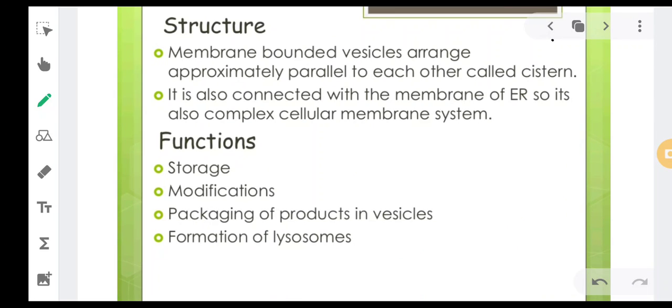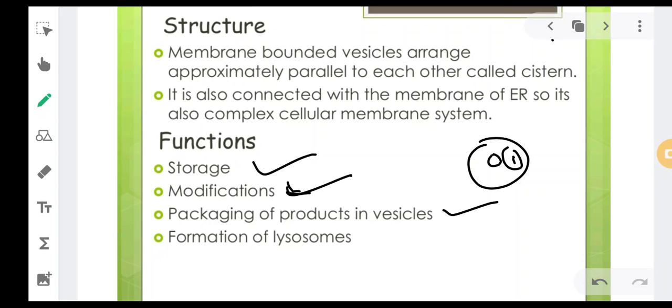Generally the functions of this Golgi apparatus are storage: suppose nutrients are taken inside the cell, the job of the Golgi apparatus is to store them. Then modifications: suppose some organelle inside the cell is damaged, the job of the Golgi apparatus is to fix whichever part is broken, which is very essential. The next thing is packaging of products in vesicles.